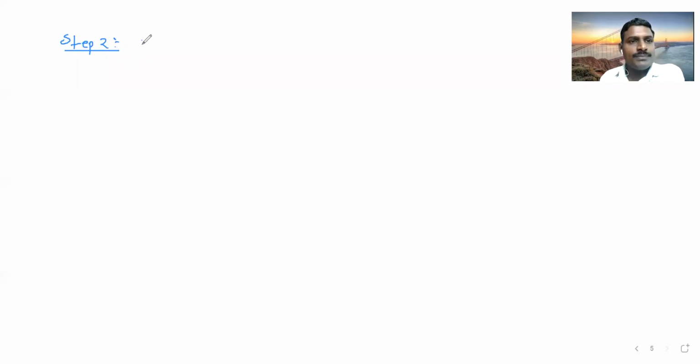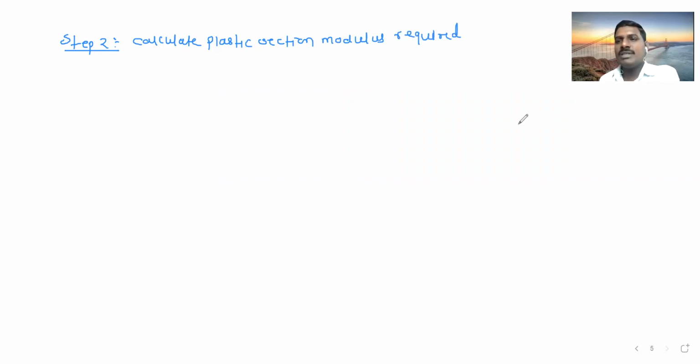Step number 2, calculate plastic section modulus. Plastic section modulus required. So the beam is there, so we have to calculate the plastic section modulus required here.